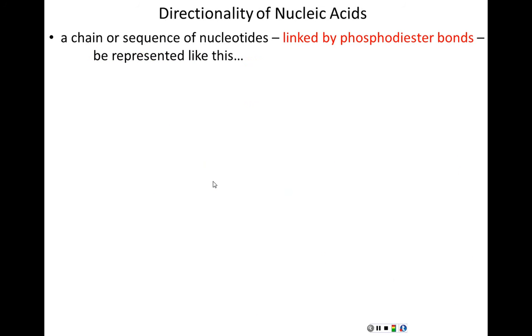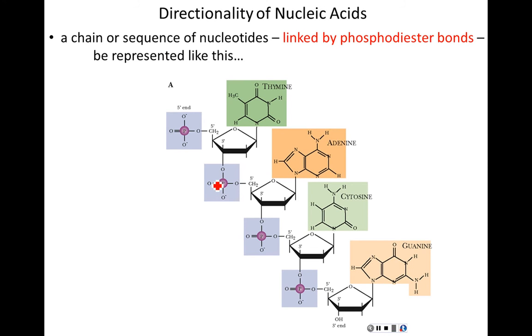Okay, so now we can string them together. We can make our phosphodiester bonds. We know the bases that we're going to contain, the four bases for each DNA and RNA. We know that the sequence or the chain is what matters, so the sequence of the bases is what is critically important. And so now let's talk about chains or sequences of nucleotides linked together by phosphodiester bonds. Let's represent that. Well, we can represent it this way.